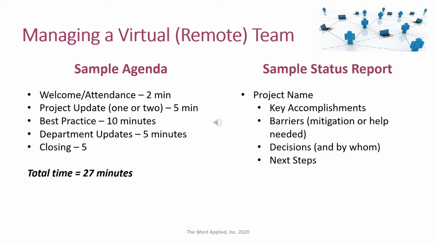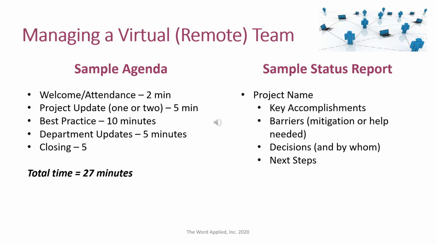So this is a sample agenda and a sample status report, and it really is just that. It's meant to be an example for you, especially with the agenda, on how you can keep it brief, 30 minutes or under. For the sample agenda, you would have 1 or 2 minutes for a welcome and attendance taking. The second thing would be 5 minutes for 1 or 2 project updates, making sure that people keep it brief. The other thing is spending a little more time, 10 minutes, on a best practice.